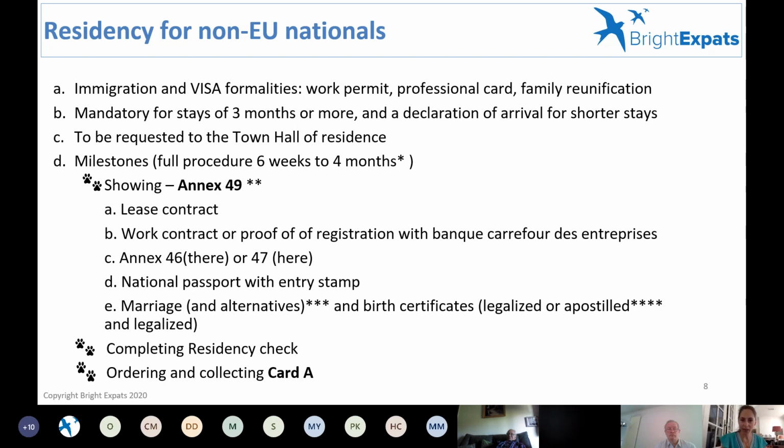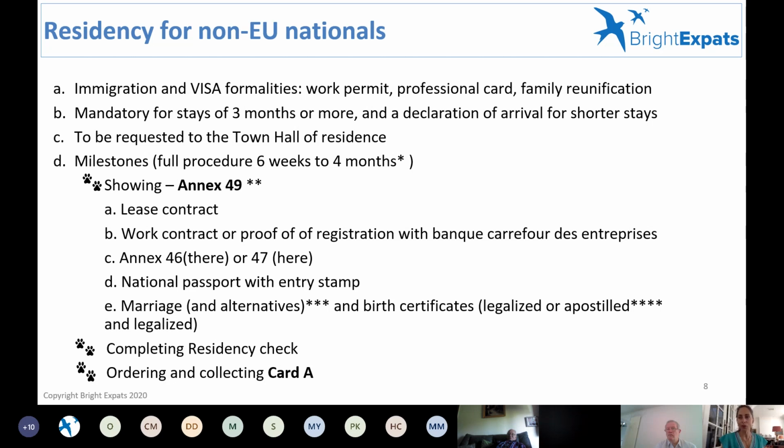As for the EU national registration, one very important milestone is the residency check. I won't go through the same explanation. It works exactly the same way. You will meet a town hall officer at your house, and when he has met you and seen that you are living at the address, he will send a positive advice to the town hall. And once the town hall has received that positive advice, he will invite you to order and then 10 days later collect your A card.